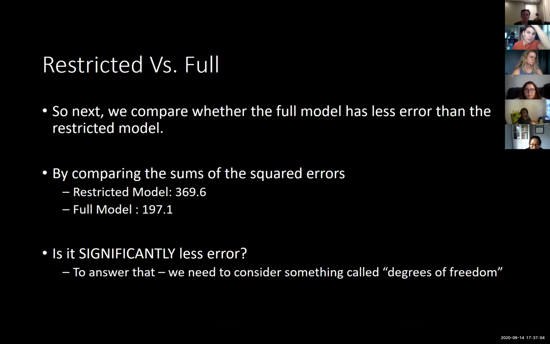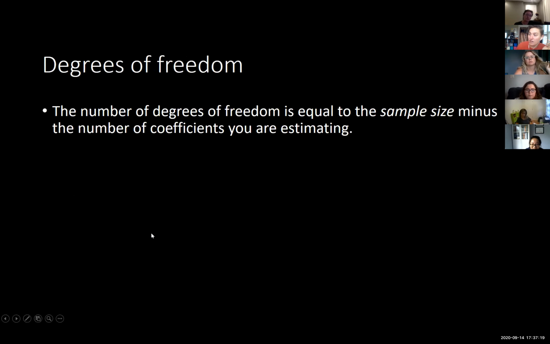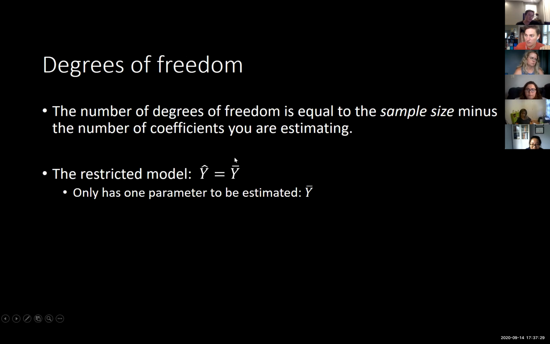So in order to answer whether it's less error, we need some degrees of freedom, which I think you'll remember from all the lookup tables that you did in intro stats. So let's find out how many degrees of freedom we have in this model. The number of degrees of freedom is always equal to the sample size minus the number of coefficients you're estimating. In our restricted model, we have one parameter to be estimated, and that one parameter is the mean of y, because y hat equals the mean of y. Remember, we drew that one straight line.